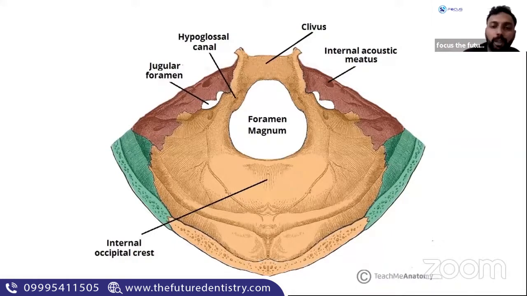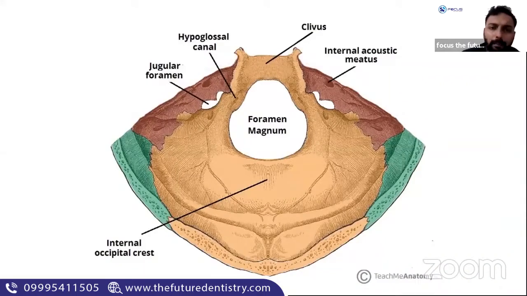Now, can I ask you a question? Which cranial fossa is it located? Anterior cranial fossa, middle cranial fossa, posterior cranial fossa? Which one? Posterior cranial fossa. Another question can I ask you? Foramen magnum is located in which bone? Sphenoid, ethmoid, occipital, parietal? Yes. So there are a lot of questions which can be asked, which will be very simple also. But you may end up getting wrong answers if you don't know where exactly it is located. Okay, so in the center you have a big foramen in the occipital bone, that is foramen magnum.